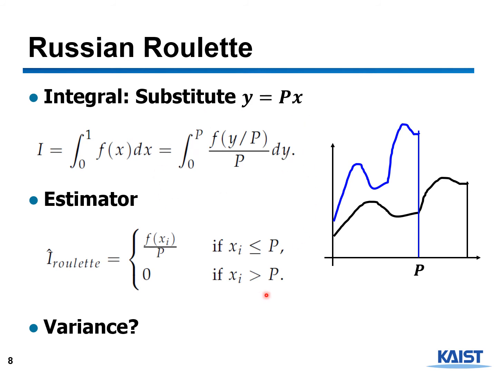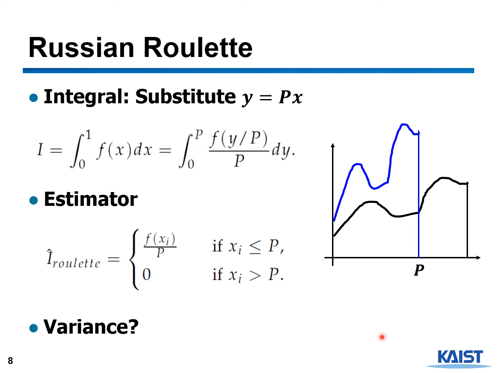If the random number xi is bigger than p, then we get the 0 value. But if the random number is less than p, then we get f of xi divided by p. So this is our final integration. One can show that the Russian roulette estimator is unbiased. I'm not going to talk about the details here, but my book already shows that it is unbiased, so if you're interested, you can refer to my book.